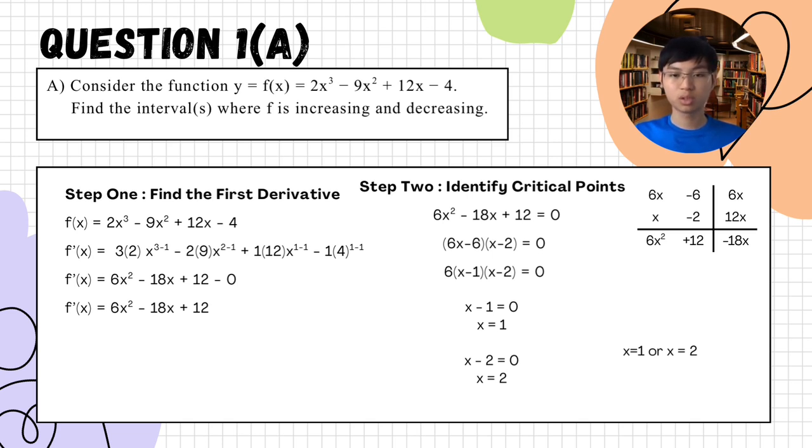Let's go to step 2: identify the critical points. 6x^2 - 18x + 12 = 0. After factoring, we get 6x^2 - 18x + 12, and next we take out the 6, so it becomes 6(x - 1)(x - 2). From here, we get x = 1 or x = 2.